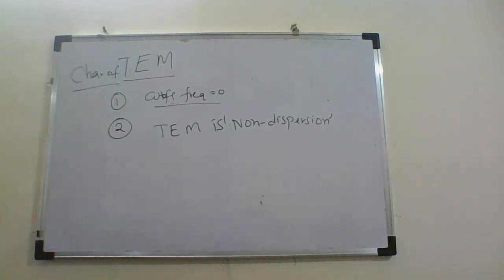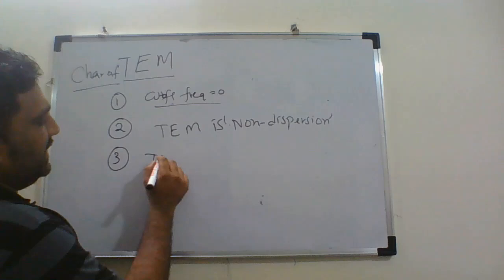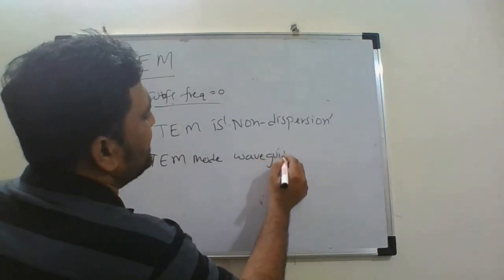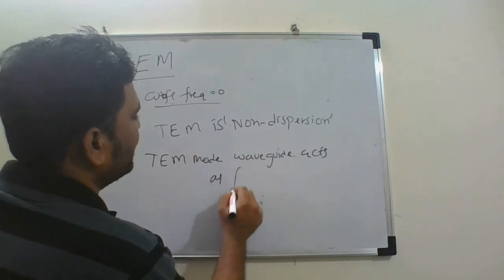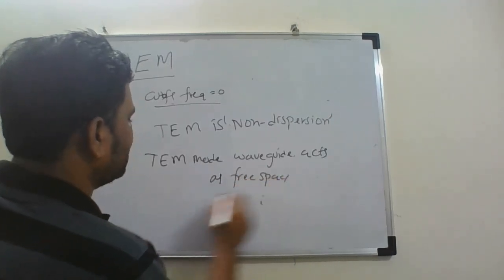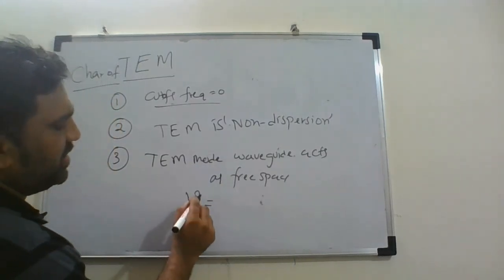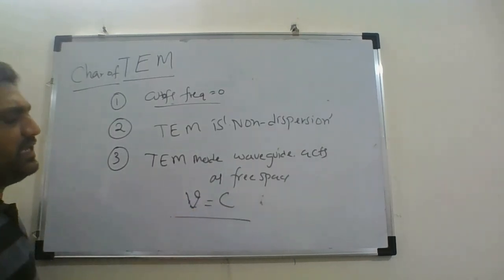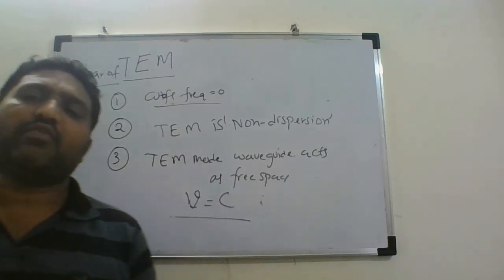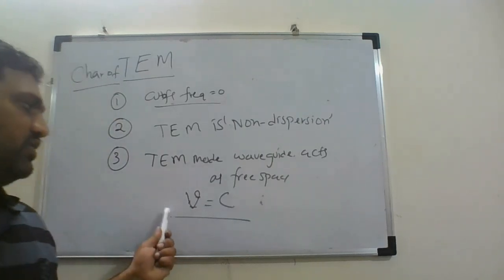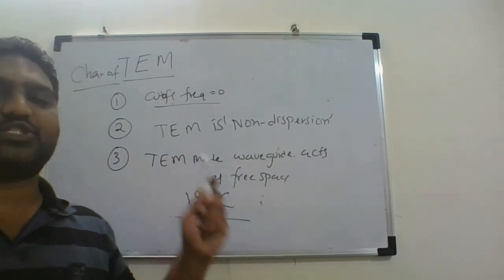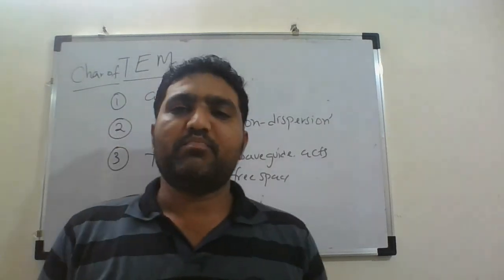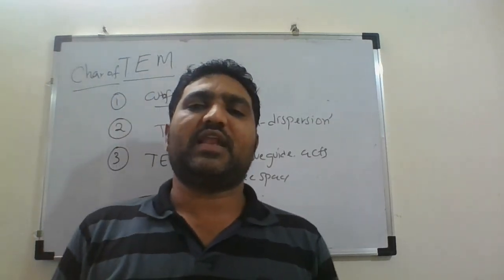And the third is, as we discussed, for the TEM mode the waveguide acts as a free space. So the velocity of propagation in this case will be equal to the free space velocity. The velocity at which the TEM wave travels is equal to the velocity of light, and the free space characteristics hold good for this TEM mode propagation. So these are the important characteristic features of the transverse electromagnetic mode.